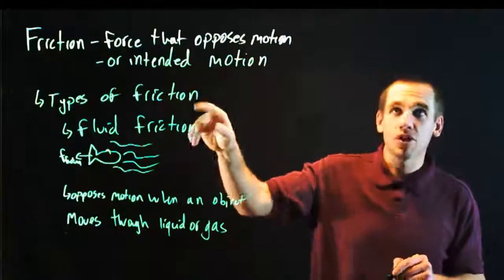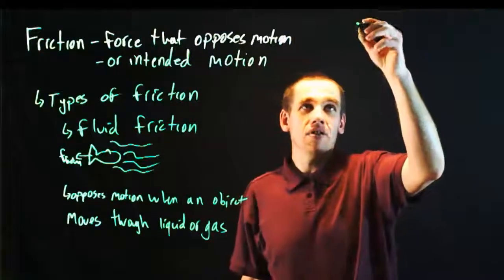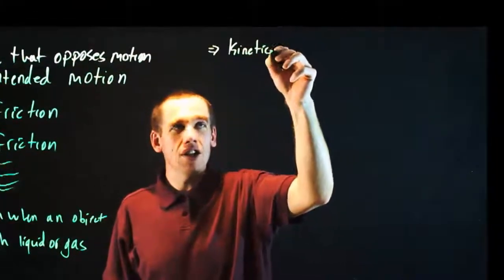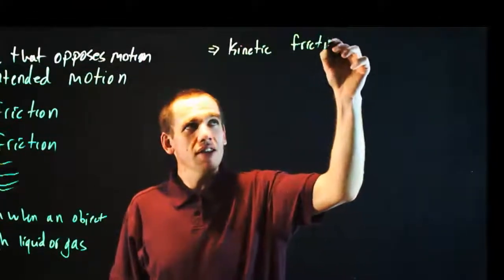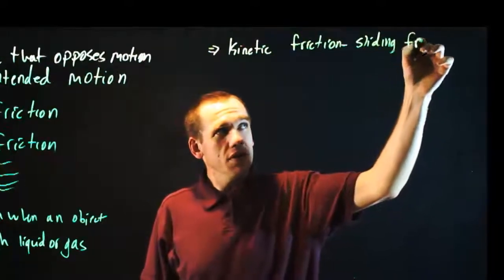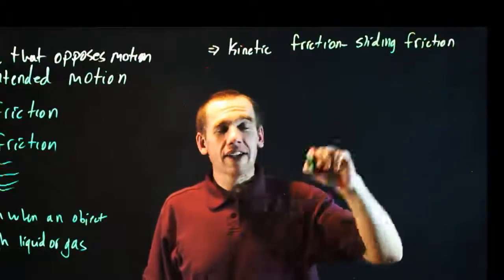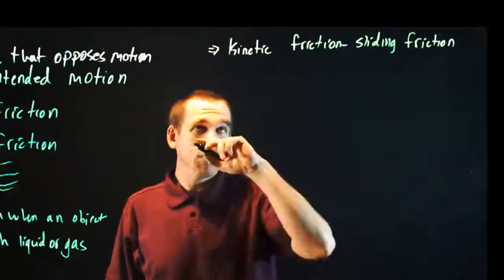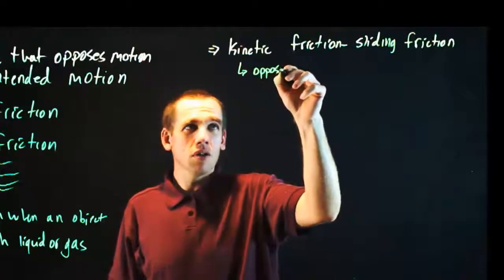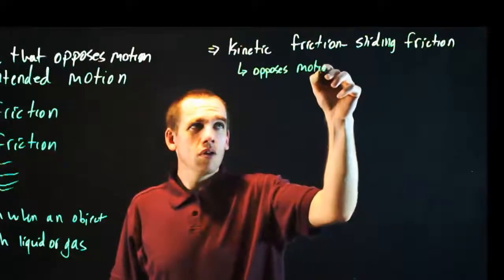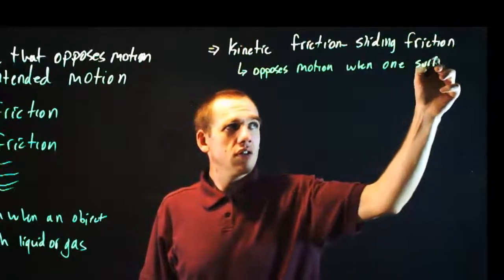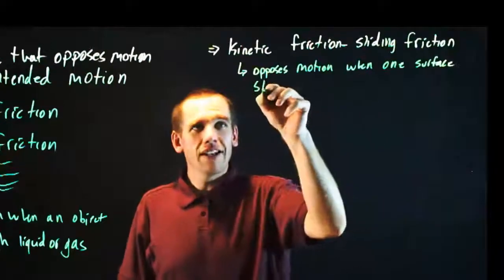Now, there's a couple other types of friction that I want to look at, and one of them is going to be static friction, which is that intended motion, and the other is kinetic friction. So kinetic friction, kinetic means moving or changing. Kinetic friction is also called sliding friction. This is the force that opposes motion when one surface slides across another surface. We have two objects in relative motion. So this opposes motion when one surface slides over another.